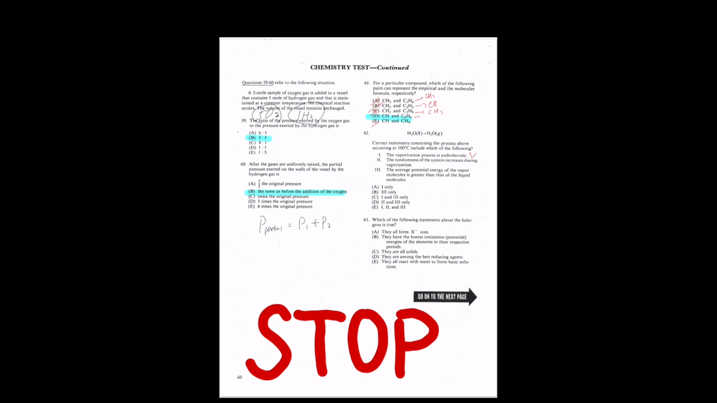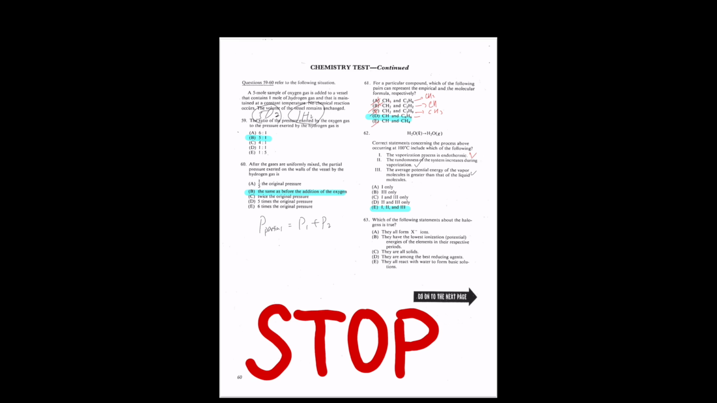Number 2, the randomness of the system increases during the vaporization. That's true, because as liquid turns to gas, its molecules move more quickly because they get more energy. Choice 3, the average potential energy of the vapor molecules is greater than that of the liquid molecules. So this should also be true, because they move faster, therefore they have more energy than the liquid molecules. That answer is E.